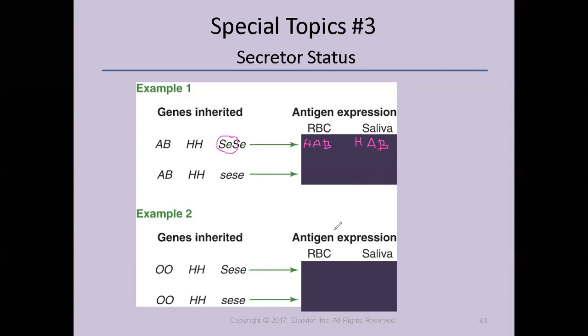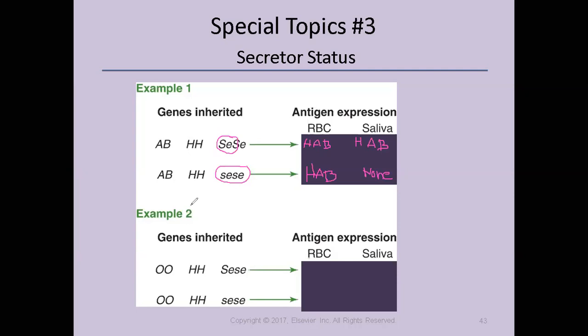All right, now let's look at our next example. Here, A, B, big H. Okay, remember that applies to red cells, so once again, on red cells. But now when we look here, we see little se, no big SE. So what does that mean? There are going to be none in saliva. Okay, because that controls what we see in body secretions, and they don't have at least one big SE.